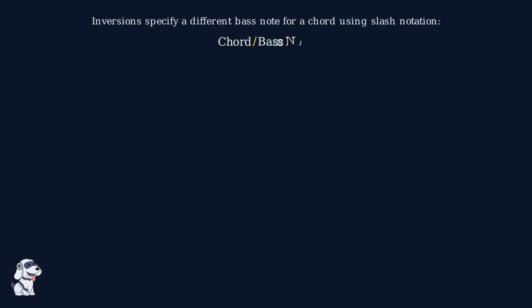Inversions are indicated using a slash: chord, slash, bass note. This notation specifies that the chord should be played with a particular note in the bass, different from the root. A common example is 5/7, representing the 5 chord with the 7th in the bass. This technique is particularly prevalent in modern pop and worship music.